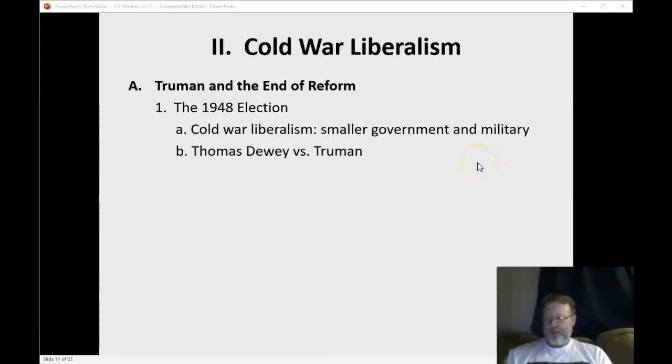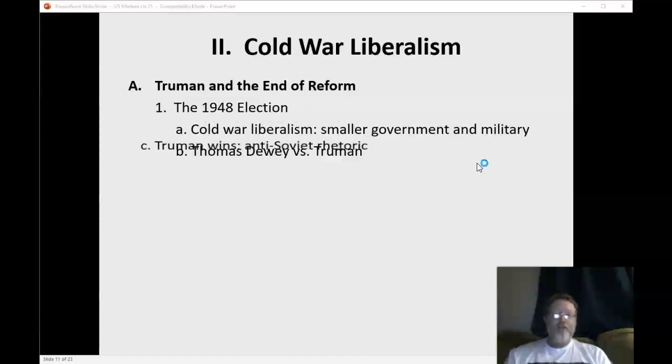Dewey runs versus Truman in the election. It was really close, really close. Polling really showed Truman was probably going to lose. Polling was not in Truman's benefit. It really looked like Truman was maybe going to win or even lose the election.